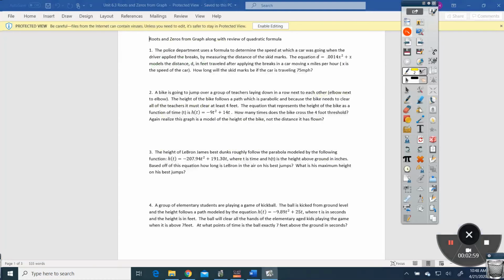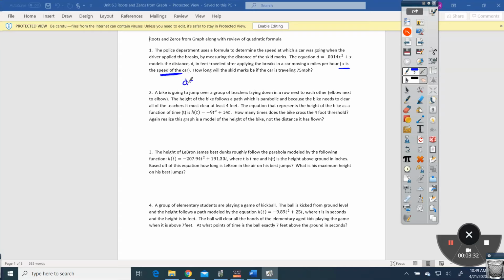So question 1, the police department uses a formula to determine the speed at which a car was going when the driver applied the brakes by measuring the distance of the skid marks. The equation models the distance, d in feet, traveled after applying the brakes in a car moving x miles per hour. So how long will the skid marks be if the car is traveling 75 miles per hour? So x is the speed of the car, and we want to find out what d is.